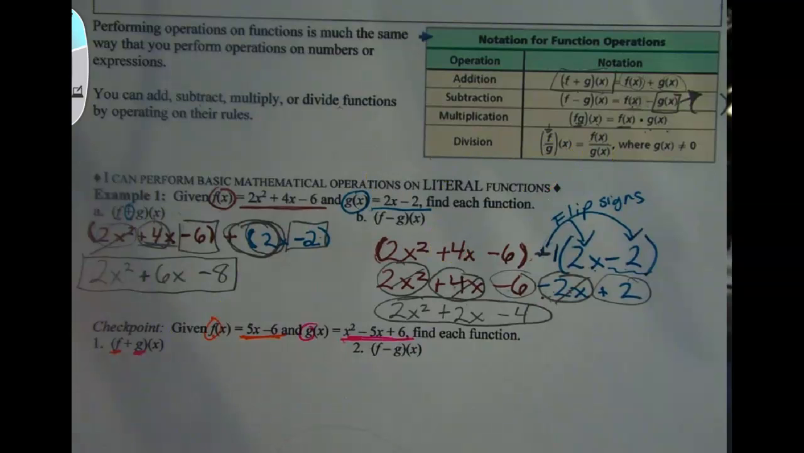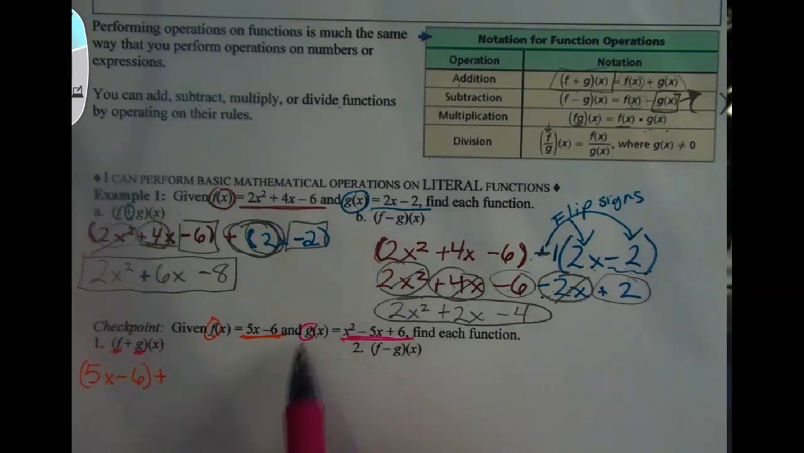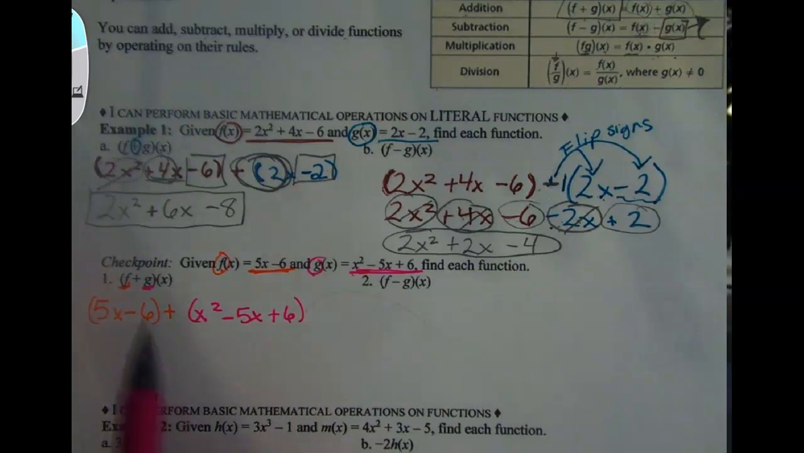So you would be doing 5x minus 6. That's your f. I put that in parentheses. The plus sign. And then we have our g, which is x squared minus 5x plus 6. Again, I put that in parentheses, not needed, but it's a good habit to get into because it matters for other operations. Remember, when it's addition in the middle, we can just drop the parentheses and start combining like terms.